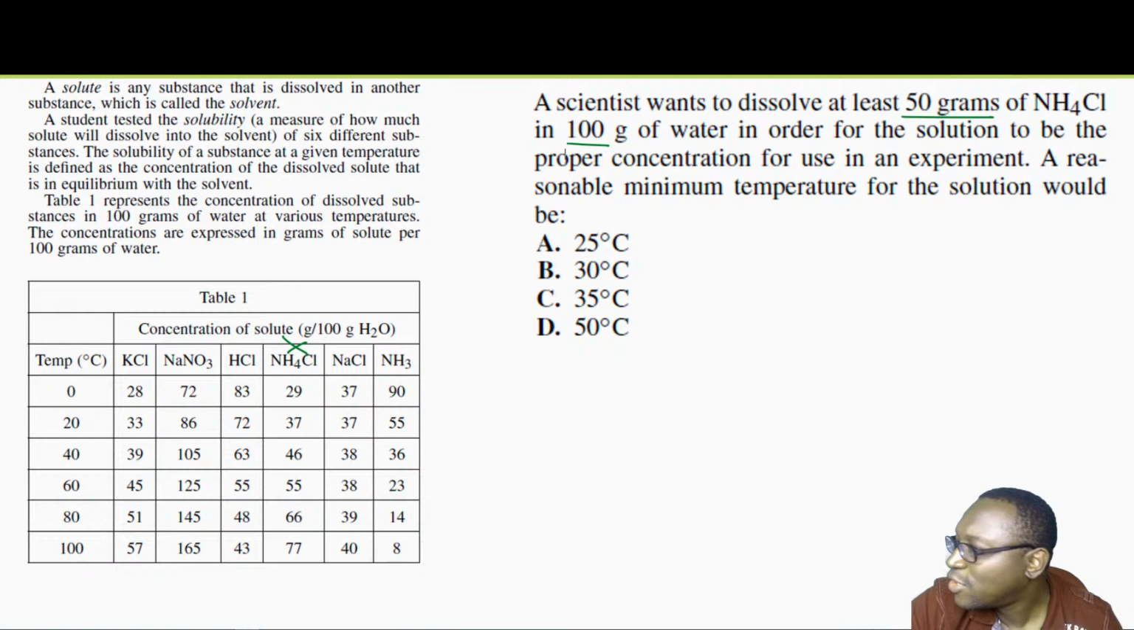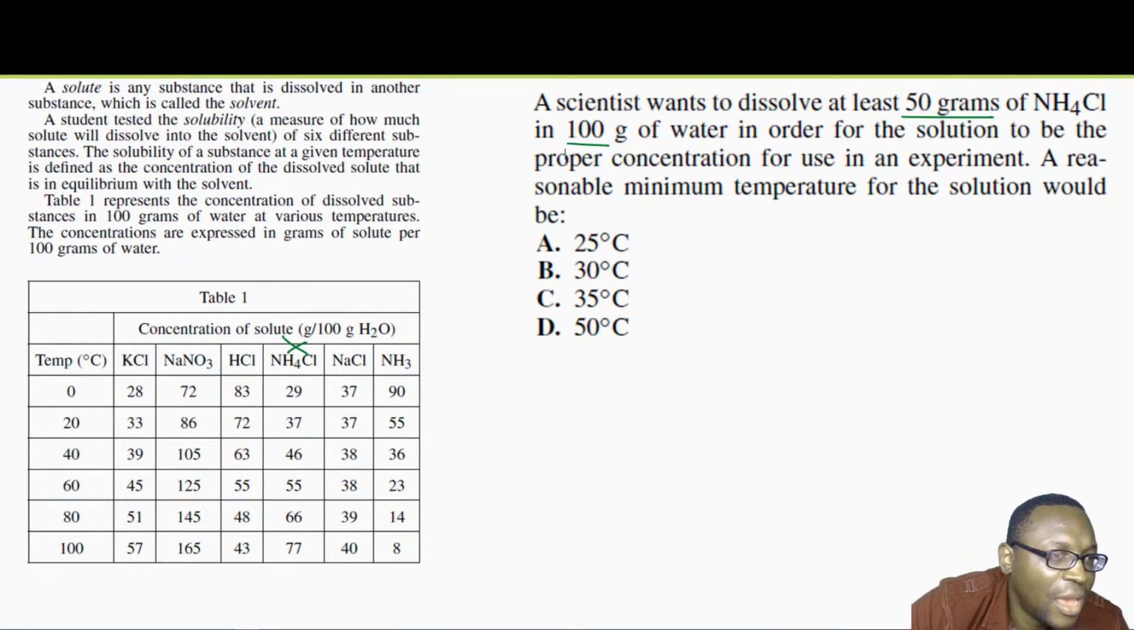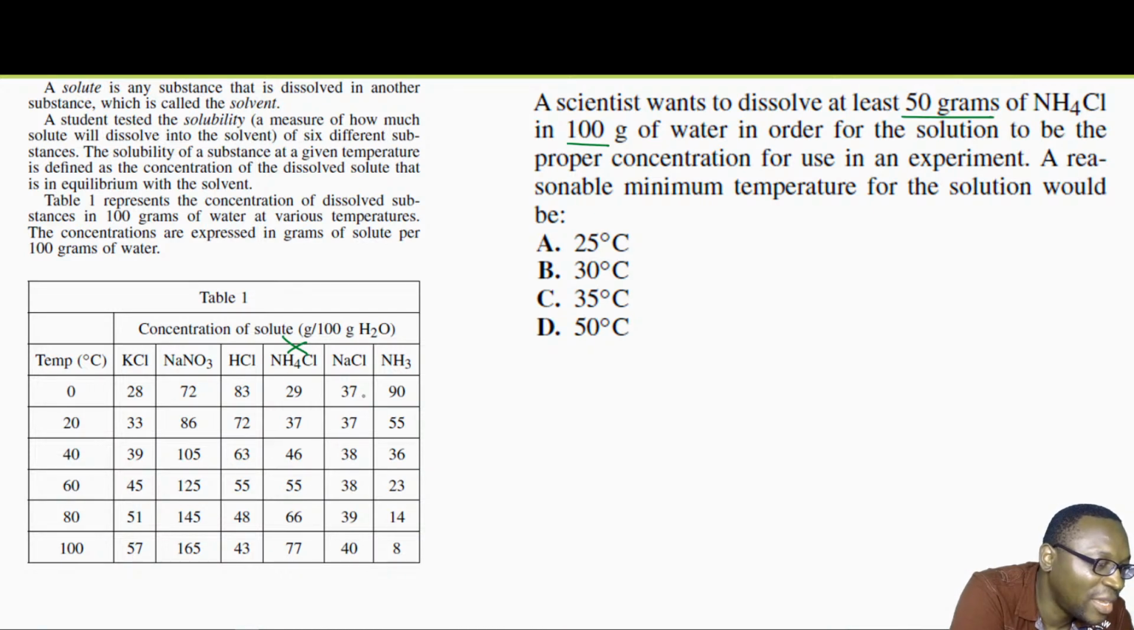Okay, so do we have an answer? A simple hint for you here is to look at the column with NH4Cl. Just take an estimate, look at 50 grams, we're looking for 50. So here you're looking for where 50 would fall in. Look around here and ask yourself, for each of these temperatures, could you get about 50 grams per 100 grams of water?